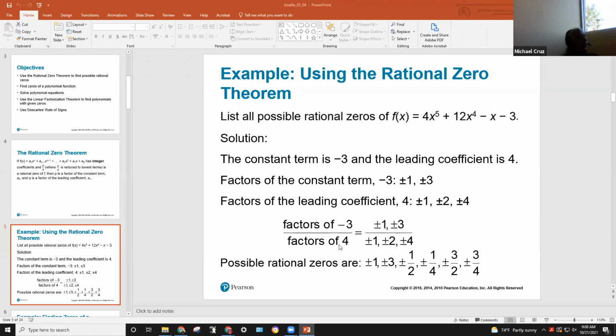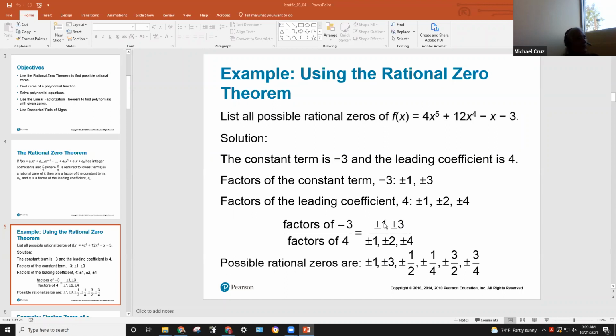Now, what we're going to do to find the possible zeros or solutions is look at each one of these separately. In other words, we're looking at 1 over 1. Again, throw in the plus or minus. We're going to do the plus or minus 3 over 1 there. And then we'll move on to this.